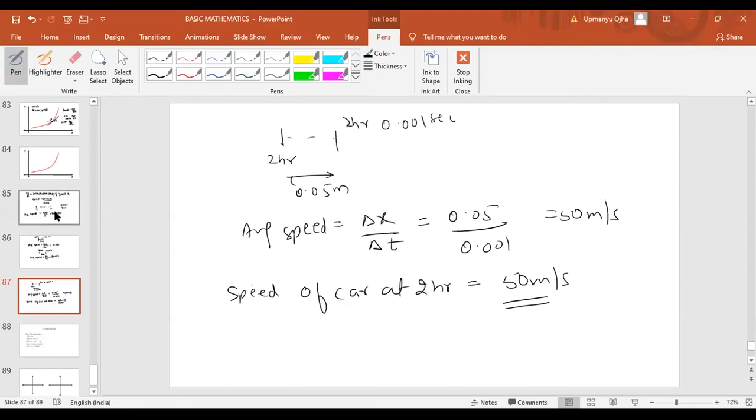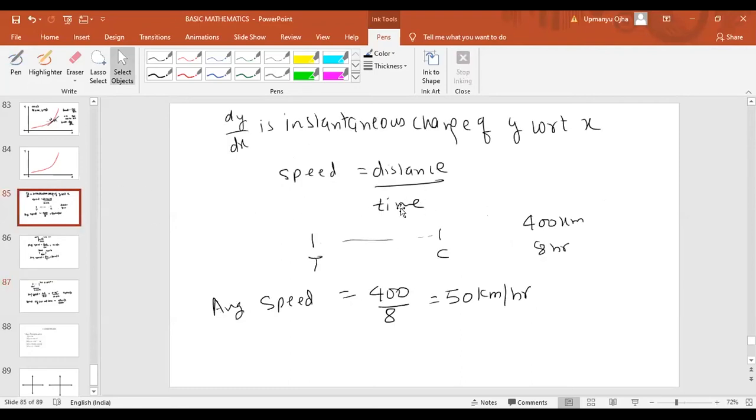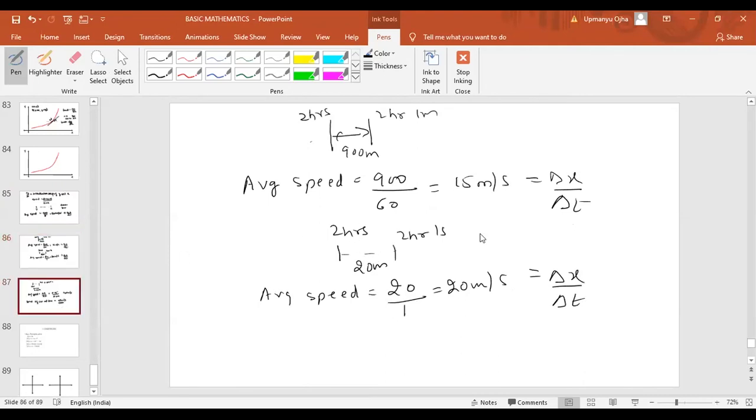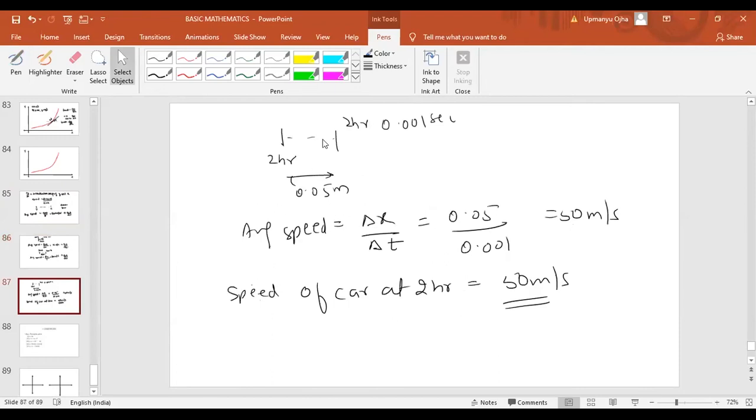So we can see that in the first case, the interval of time was large. We can clearly distinguish the interval, delta x by delta t. That was the average speed. In the next case also, again we can distinguish the time interval, delta x by delta t. But in the last case, delta t was very, very small, or I can say delta t approaches zero.